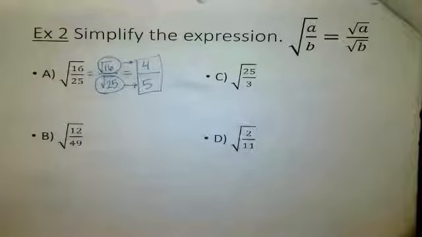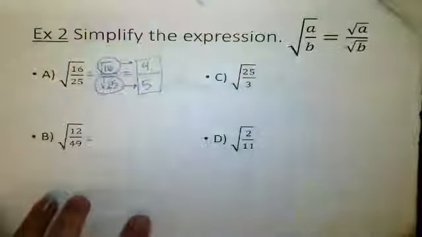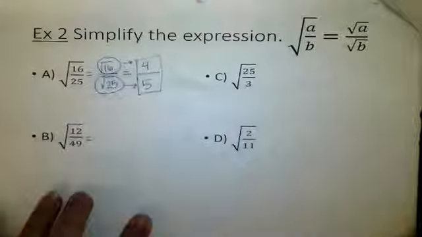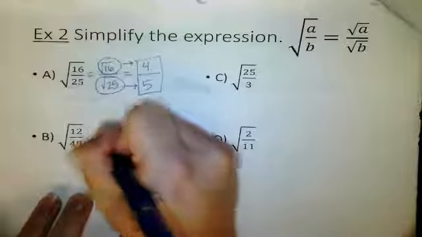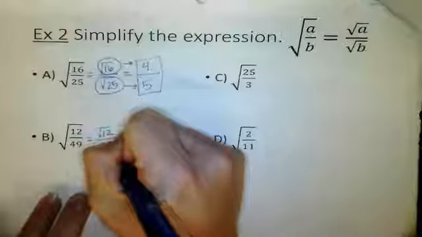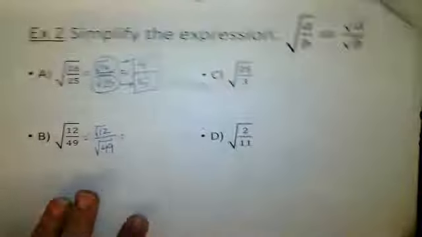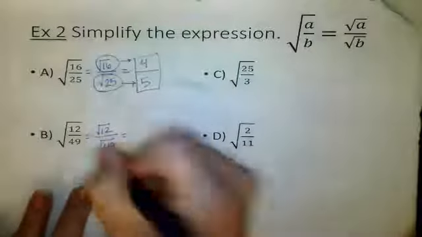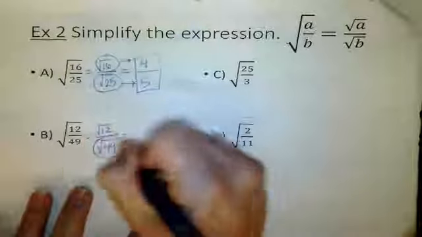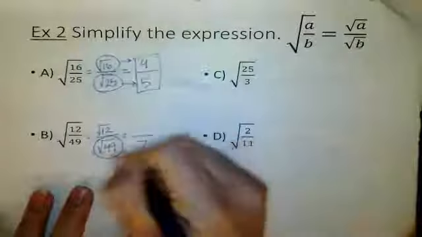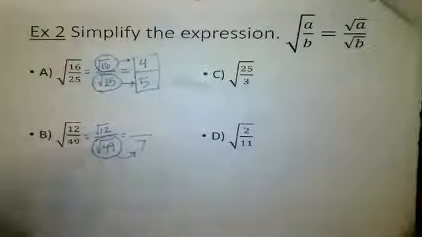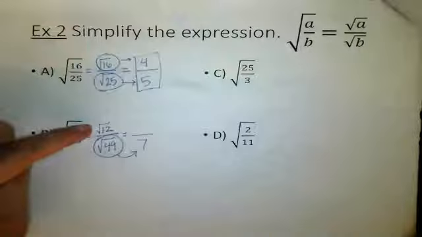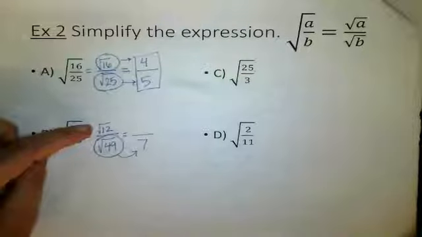Letter B, we got the square root of 12/49. Again, it's one giant radical, so I'm going to break it up into 2 little guys. So radical 12 over radical 49. Which one's easy? Radical 49, right? What is the square root of 49? 7. All right, so that one was easy. That's just 7. But radical 12, 12 is not a perfect square. We've got to break that one apart.